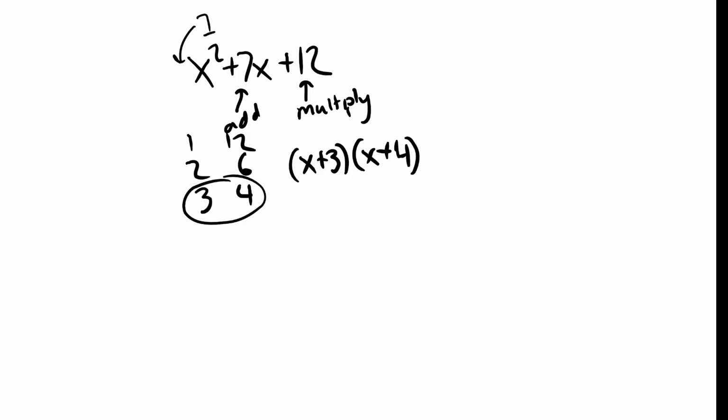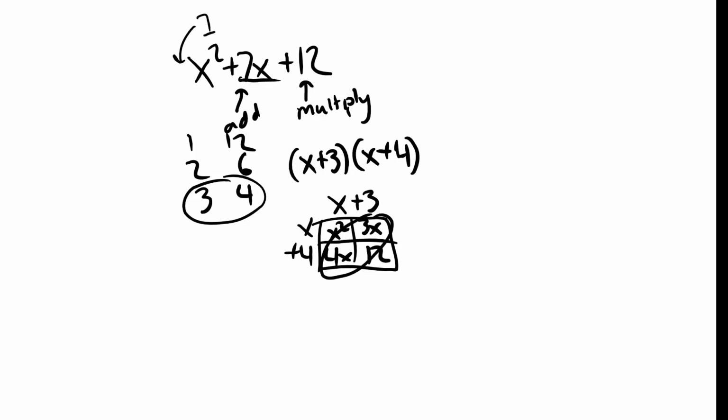Now, you can verify these answers all the time by always dumping these into a box. If you multiply these out, you should get back to your original answer. And sure enough, if we do this, x squared, 3x, 4x, and 12, we get a 7x as our middle term, and that gets us back to where we started. So let's go through 3 more of these.